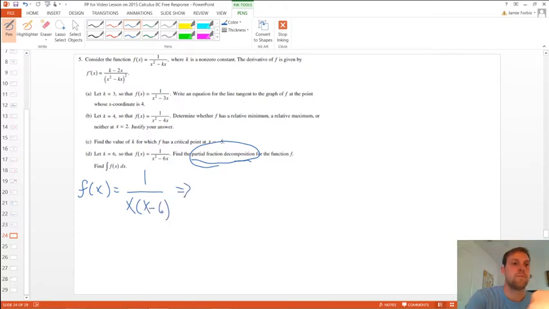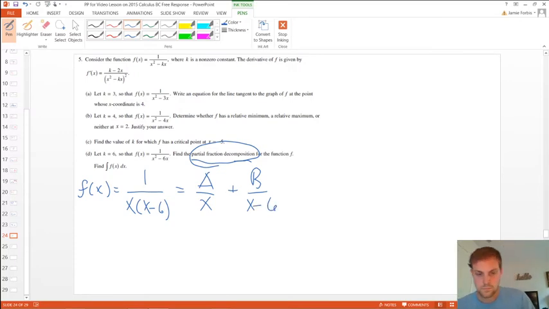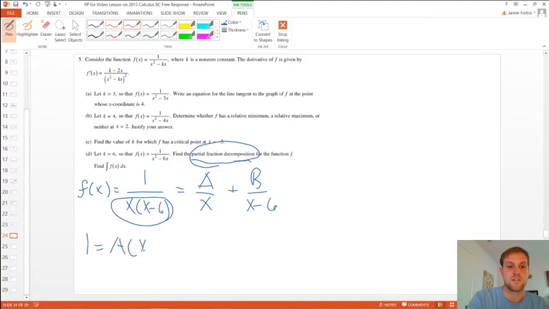Okay. And remember how partial fraction decomposition works? This is like saying a over x plus b over x minus 6. Okay. All right. So we're going to have to solve that out. Remember how this works is we're going to multiply everything by x times x minus 6, and it's going to cross some things out. So it actually simplifies down to 1 equals a times x minus 6 plus b times x, right? Because the x minus 6 cancels out with b, and the x cancels out with a. Okay.